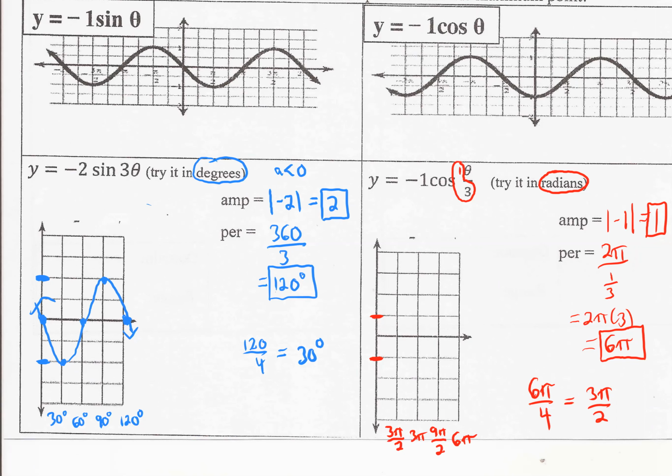When you're graphing cosine, your y-intercept is going to be a minimum. So it is -1. So we go minimum, 0, max, 0, min. And from a minimum, the arrow has to always go up. So it's going to look like this.